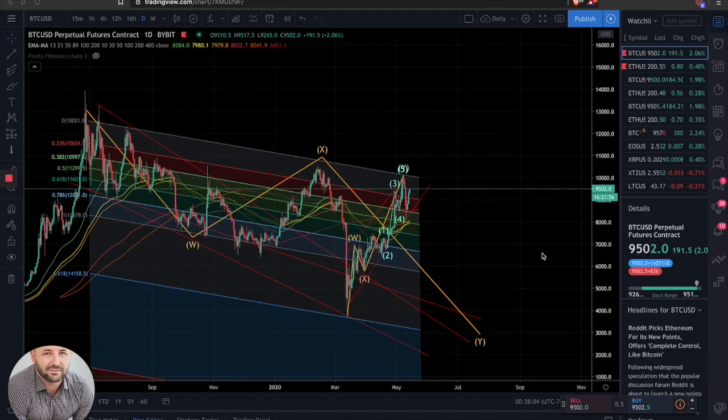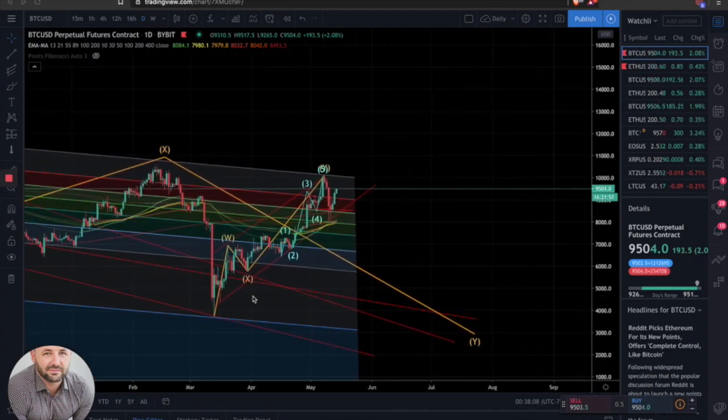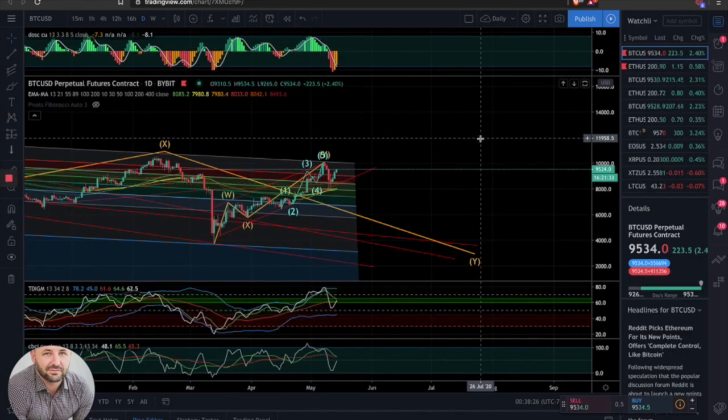this plays out to. But really what we want to focus on right now is this move right here on the daily, and see what ultimately this is going to turn out to be. I'm looking at this as an overall WXY, and let's jump into a little bit smaller time frame so I can show you what I'm looking at.